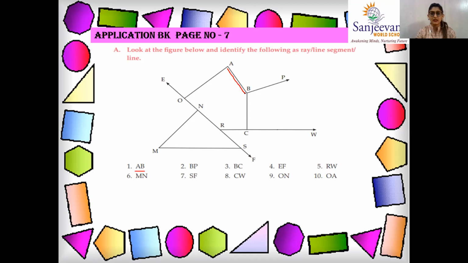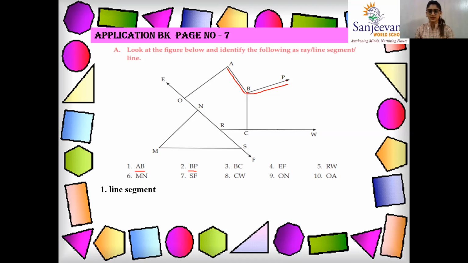AB is a line segment. So write that down in your book. Number one, it's a line segment. Now, just like this, let's go ahead with the second one, BP. Where is BP? Over here. It starts from this point and it goes till here, B and P. B has a point over here and P has an arrow. So at one side there is a point and the other side is an arrow.